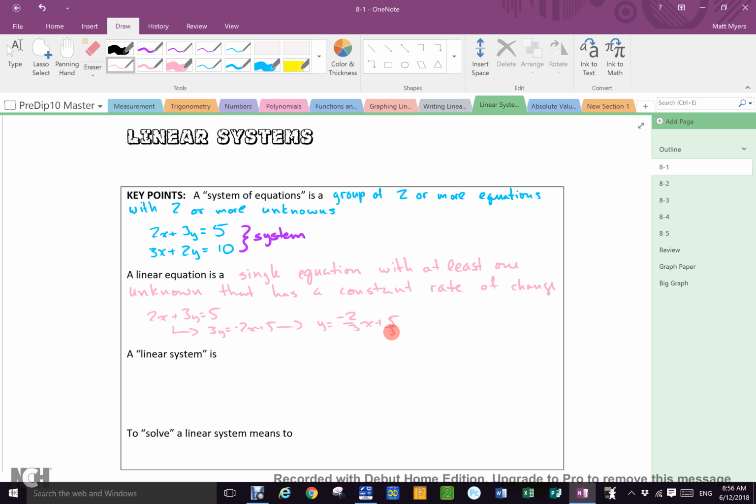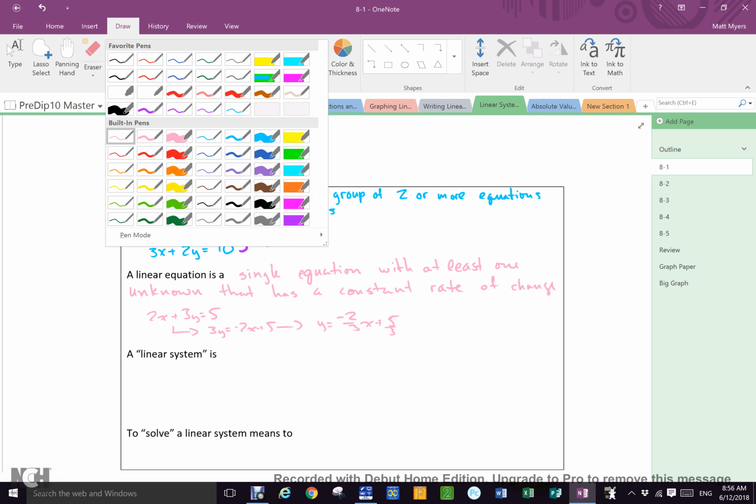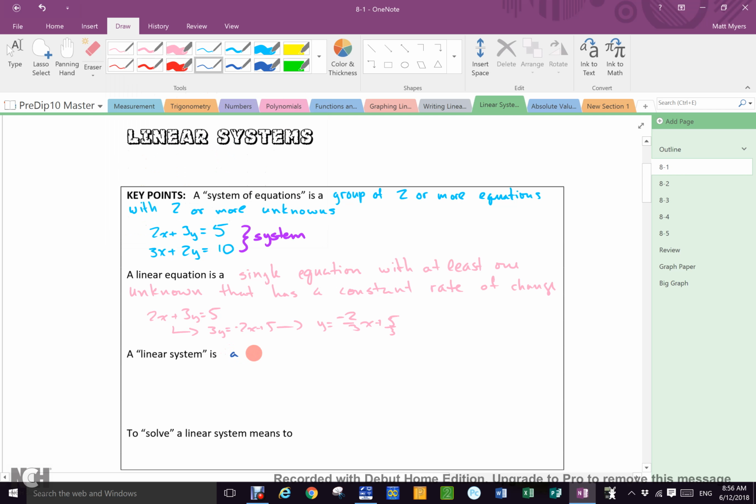Now, what then must a linear system be? If a system is any two, and a linear equation looks like this, then what must a linear system be? Two or more linear equations. Excellent. A linear system is a group of two or more linear equations. Everyone cool?